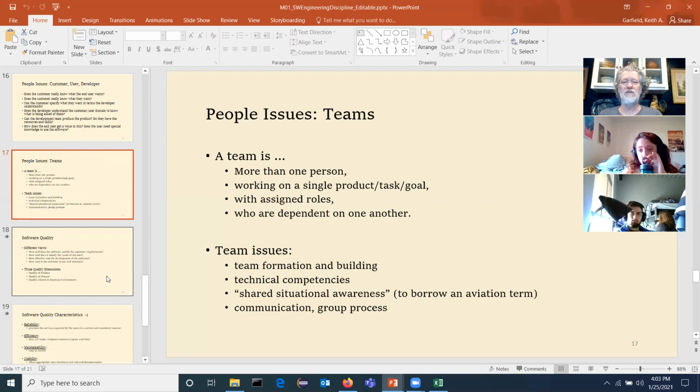What issues do we have with the teams? Formation and building, technical competencies. That can be the big one. A young software company, they want to get their first big contract. So no matter what the customer says, no.